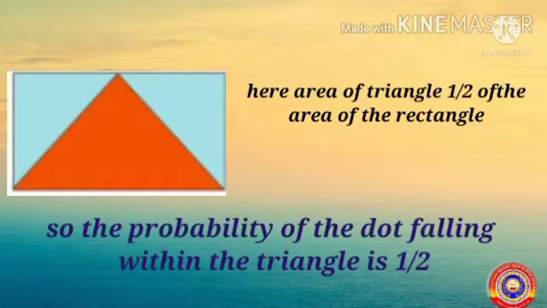Similarly, let's try another problem. Here, the triangle and rectangle have the same base and height. So, the area of the triangle is half the area of the rectangle. If you shut your eyes and put a dot in this rectangle, what is the probability that it would be within the red triangle? So, the probability of the dot falling within the triangle is half, because the area of the triangle is half the area of the rectangle.